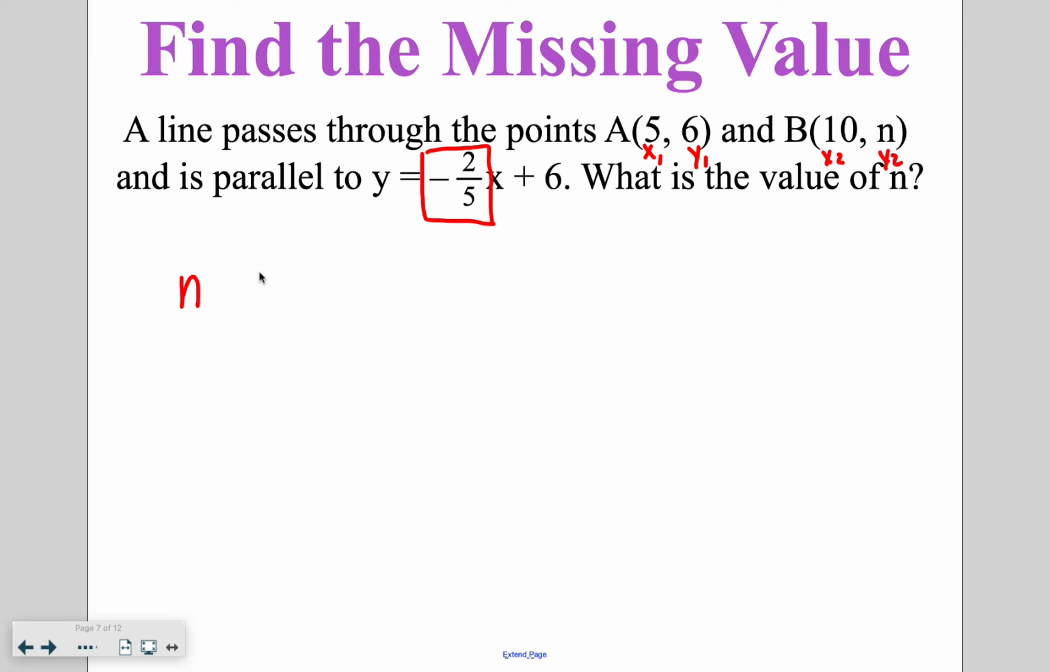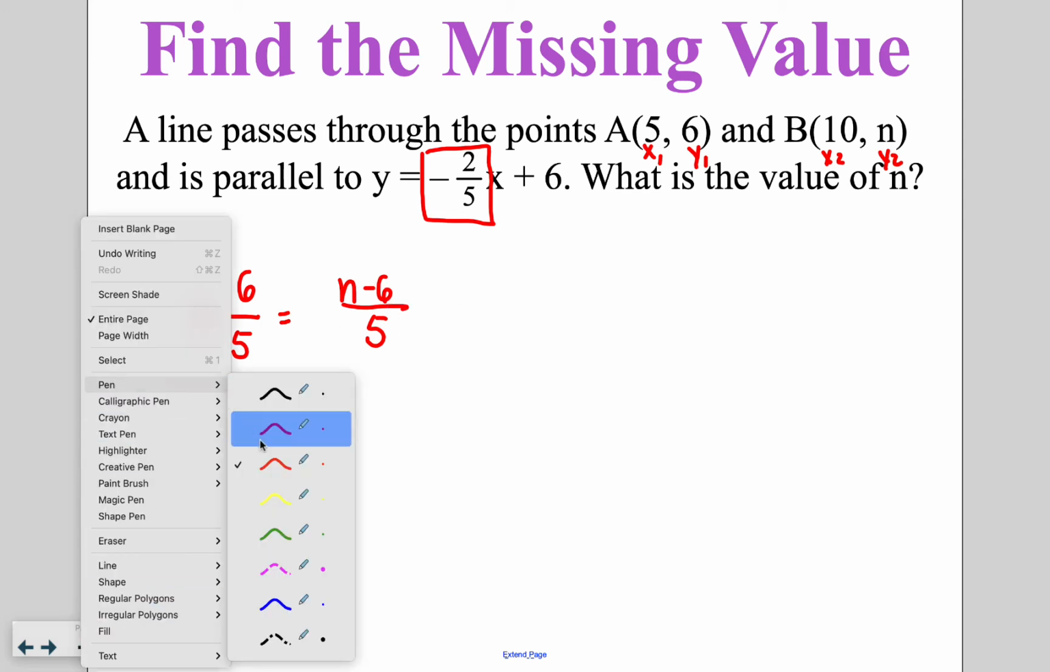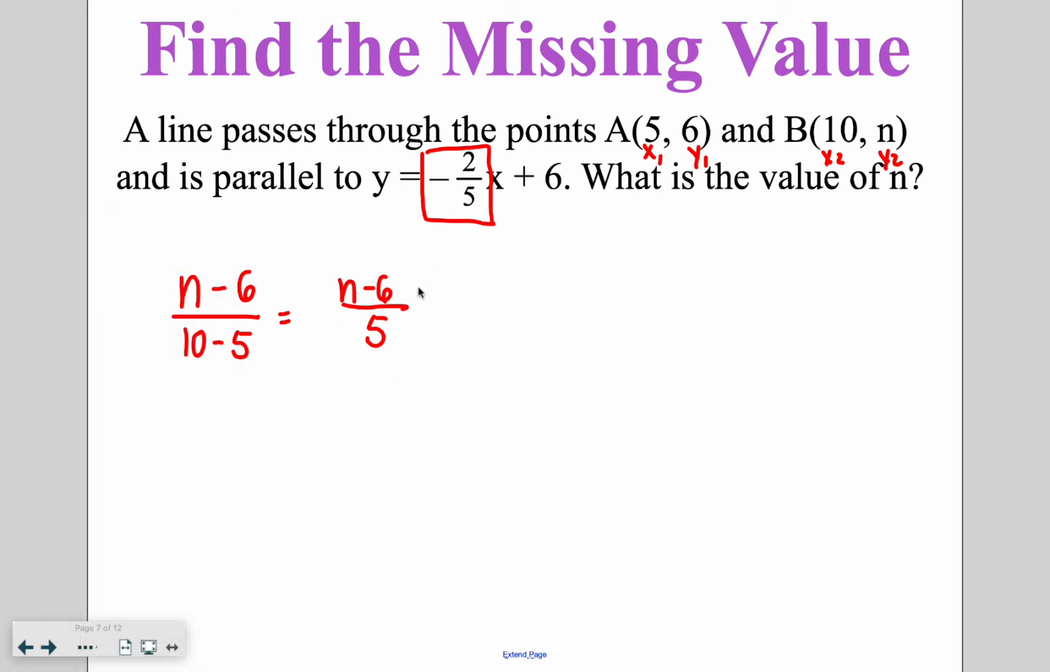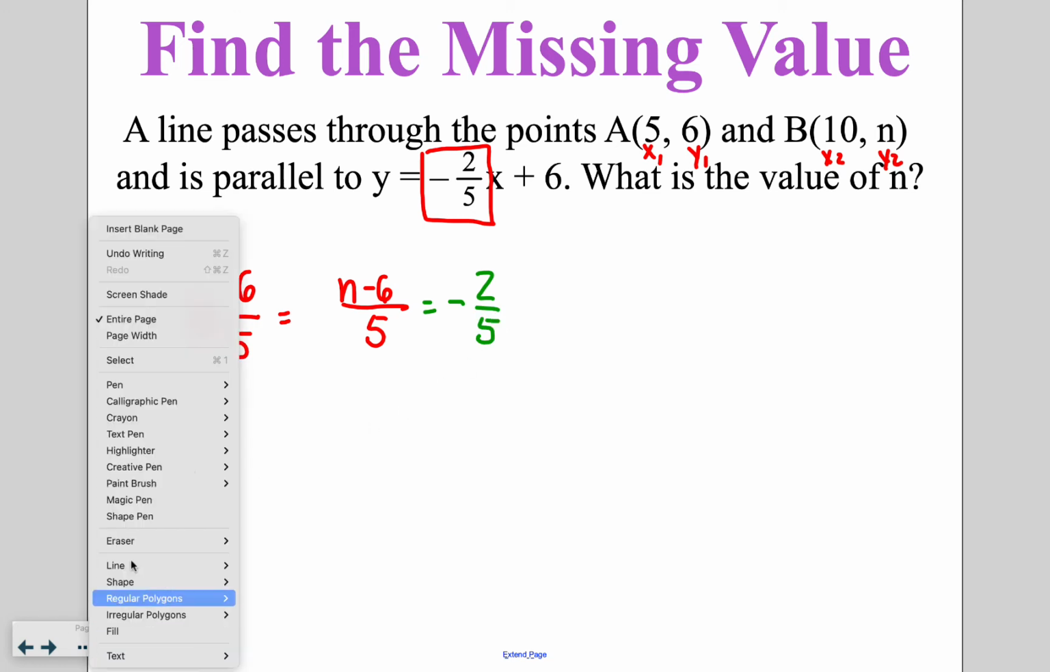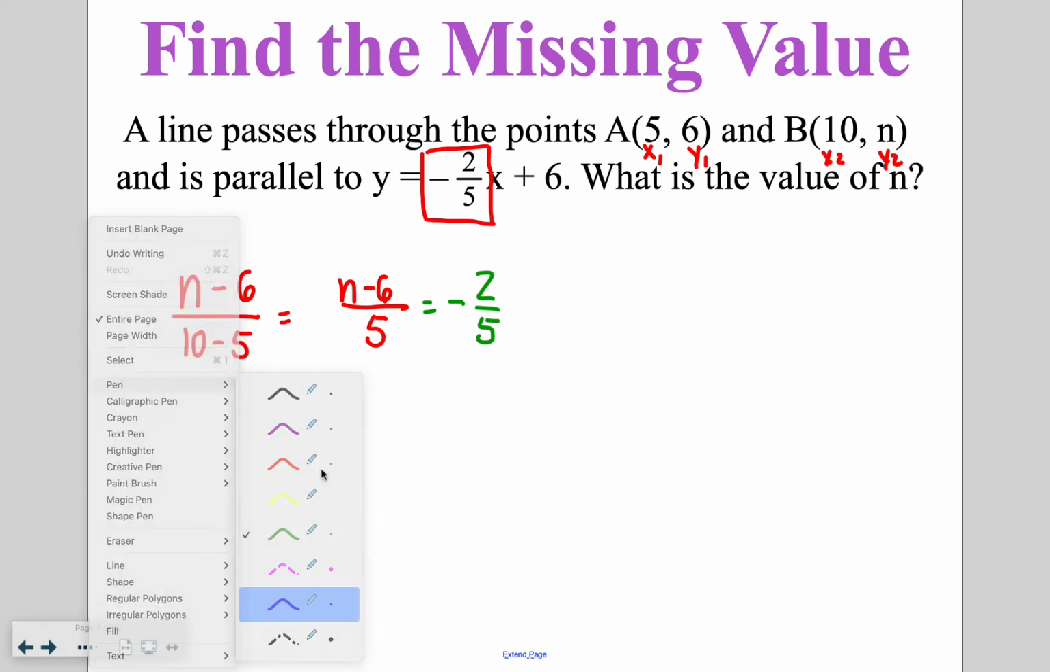So I'm going to take y2 minus y1 over x2 minus x1. When I reduce that, I'm going to get n minus 6 over 5. So that's my slope. Because it's parallel, I want it to be set equal to my original slope, so equal to negative 2/5. And then you need to cross multiply to solve.